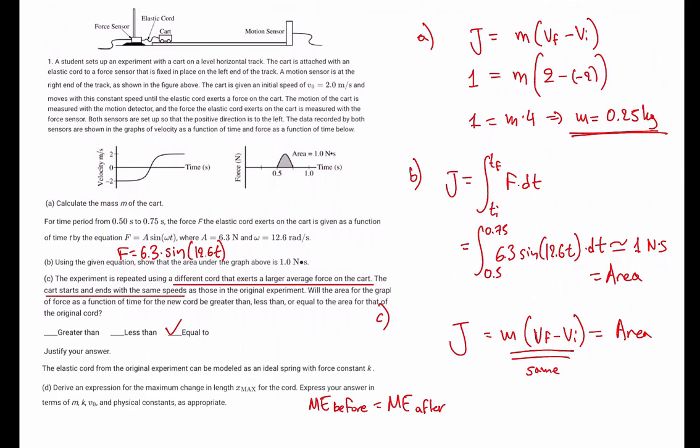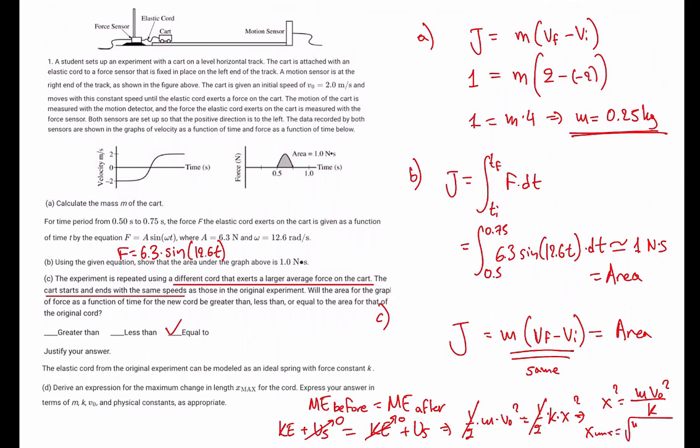The mechanical energy before the spring is stretched is kinetic energy plus potential energy of the spring, and the potential energy of the spring is 0. The mechanical energy when the object stops is kinetic energy, which is 0, plus potential energy of the spring. So 1/2 m v0 squared is equal to 1/2 k x squared. The 1/2 and 1/2 cancel, and since we want to find x max, x squared is equal to m v0 squared over k, so x max is the square root of m v0 squared over k.